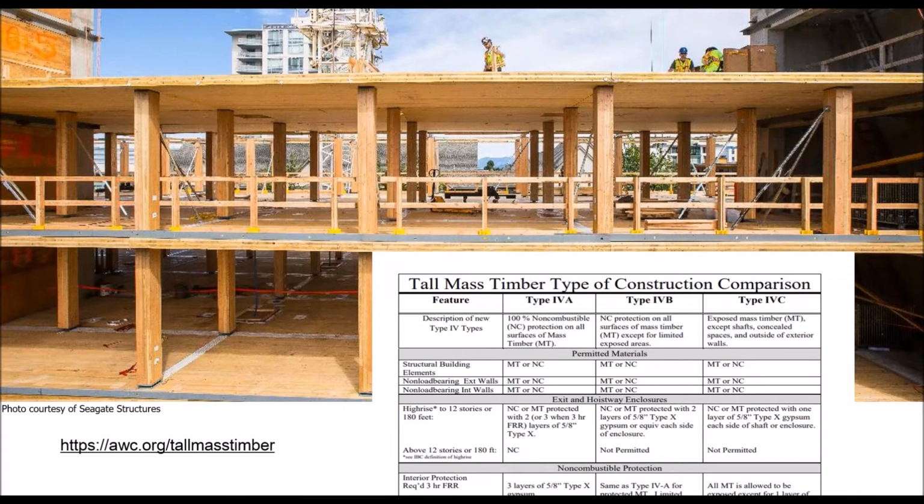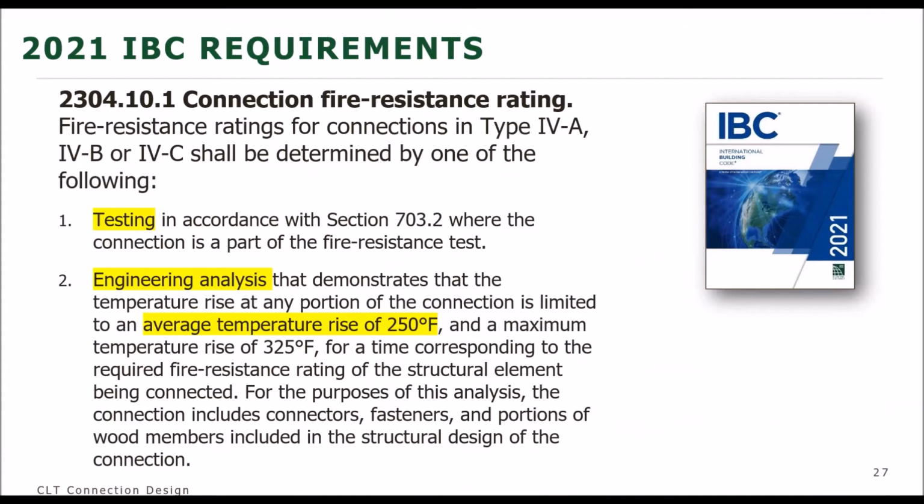So if we go into section 2304.10.1 in the 2021 IBC, we see the requirements for fire resistance rating of connections. We have a couple of different options. You can do testing. However, it's really not feasible to test every single connection out there. But we also can do engineering analysis, and we need to demonstrate that the temperature rise is contained.